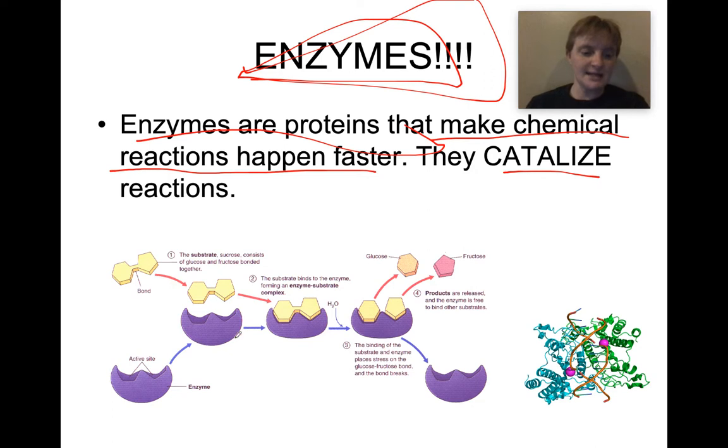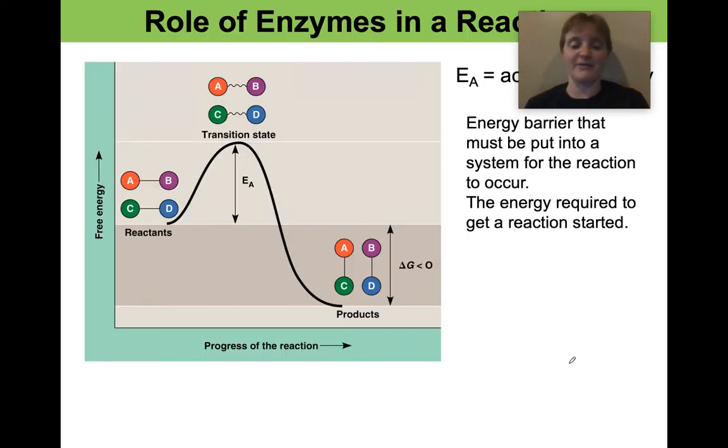So here is an enzyme that is doing an important chemical reaction. It's breaking sucrose down into glucose and fructose. So we're going to break it. And so this wouldn't happen by itself, really. It really wouldn't happen by itself without an enzyme. An enzyme is going to help break that and make that happen faster.